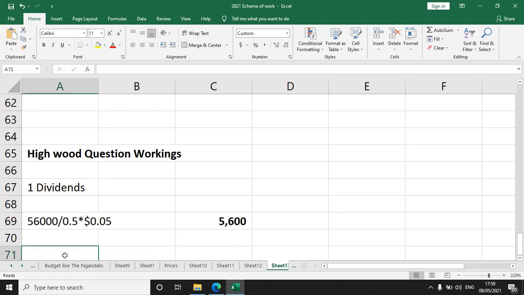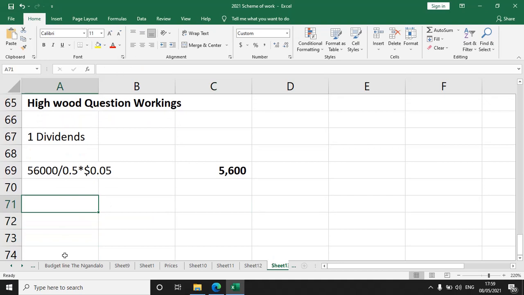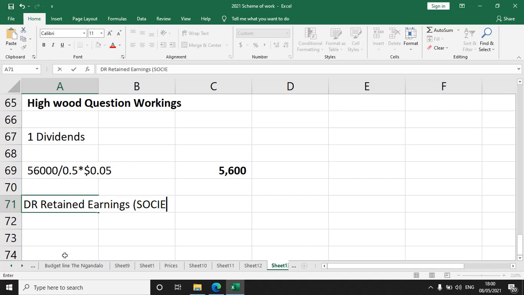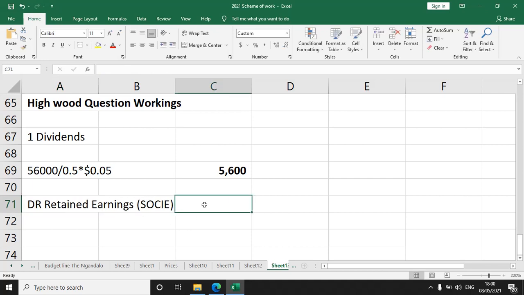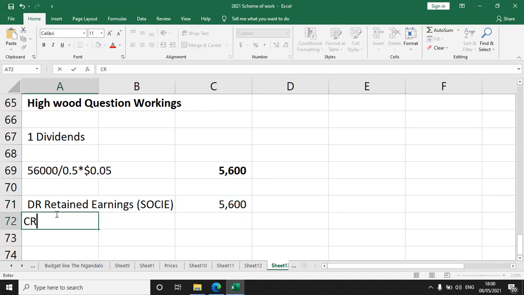So the double entry for that 5.6, ladies and gentlemen, is we debit retained earnings in the statement of changes in equity, in what we call the SOCI. Yes, you need to know how to work out this one. 5.6, and then you credit, and this was correctly done, by the way.